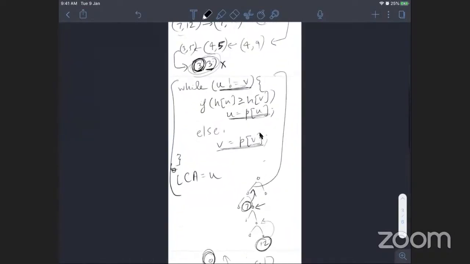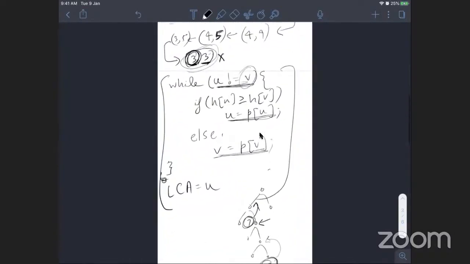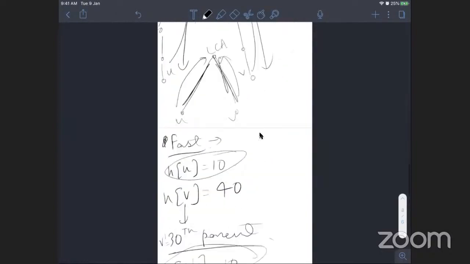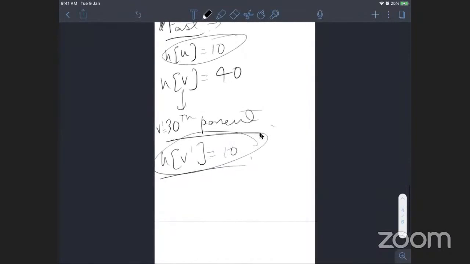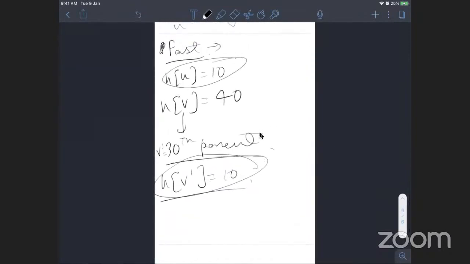Like in this algorithm, notice, let's say V is of a very big height, then this else condition will be triggered a lot of times for the first few iterations. And once they both become equal, then one step will take U, in the next iteration V will take one step, and so on, till they become equal. So what's happening is that the deeper node, which I'm assuming is V, is moved many times to match the height of U, and then they both move together step by step.